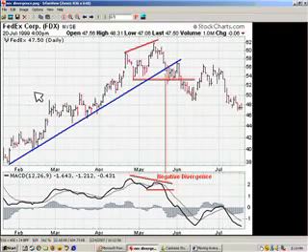Here's another chart and another example of a divergence. In this case, that is a bearish divergence. Here we have a strong uptrend designated by this ascending support line drawn in blue. As price is making higher highs, MACD made some lower highs.